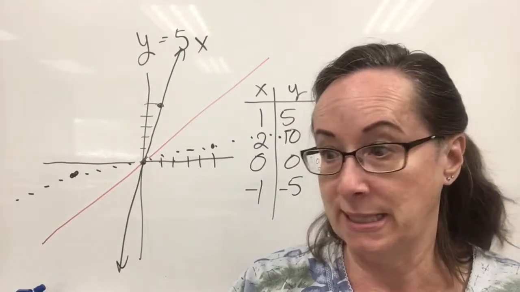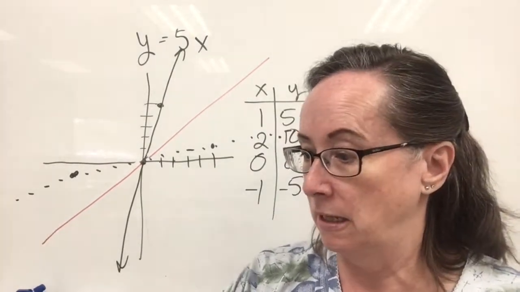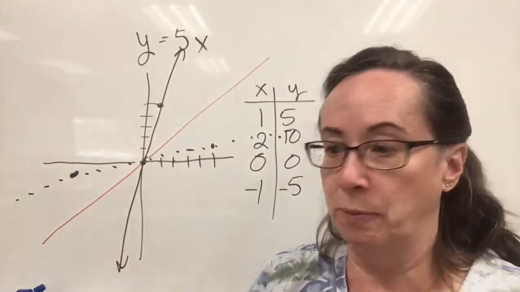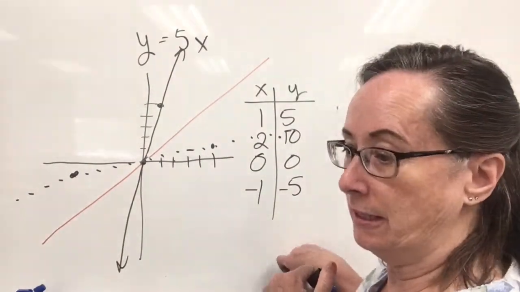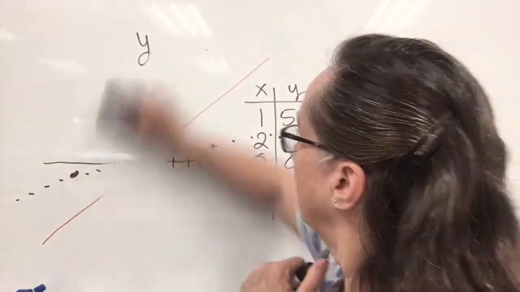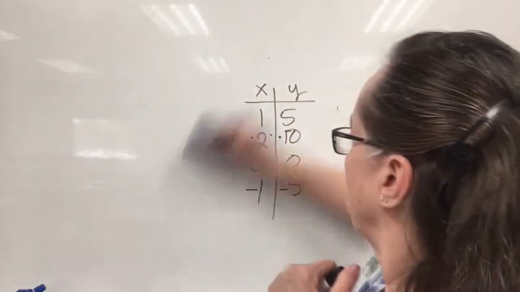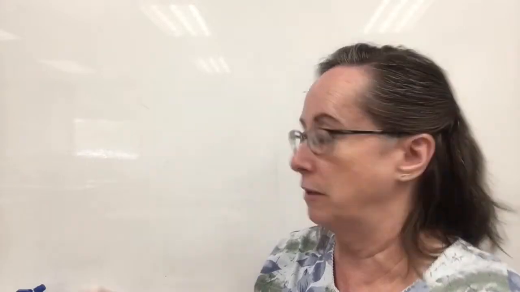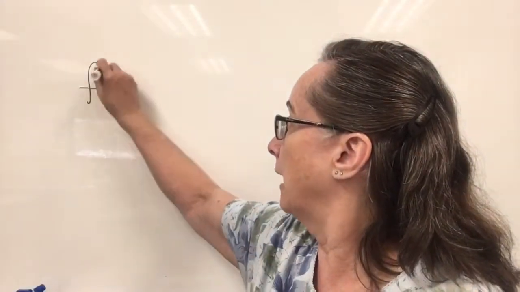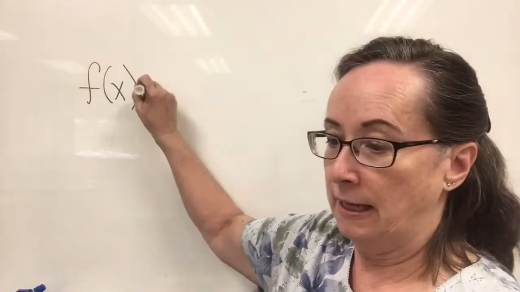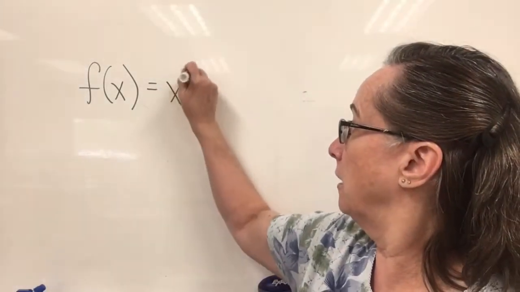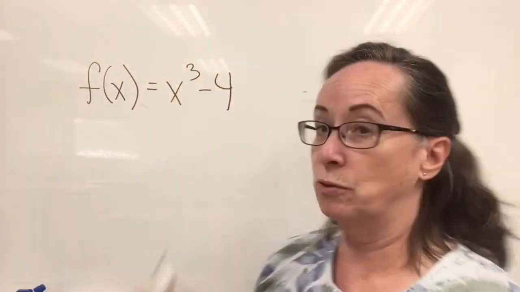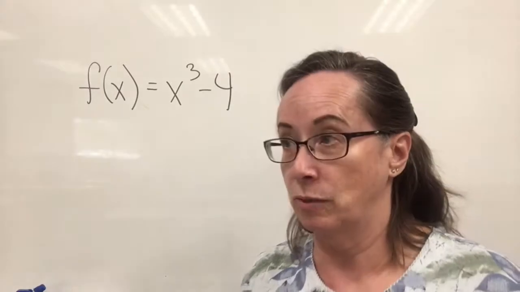That is the number 6 in the back of the PowerPoint. Okay, and number 7 in the back says prove that the function f is 1 to 1. So we have f of x is equal to x cubed minus 4. And we're trying to prove that that is 1 to 1.